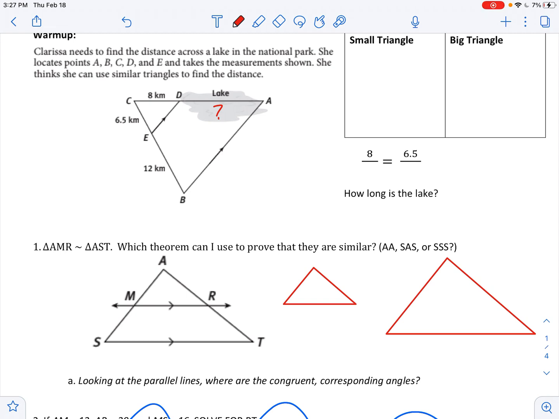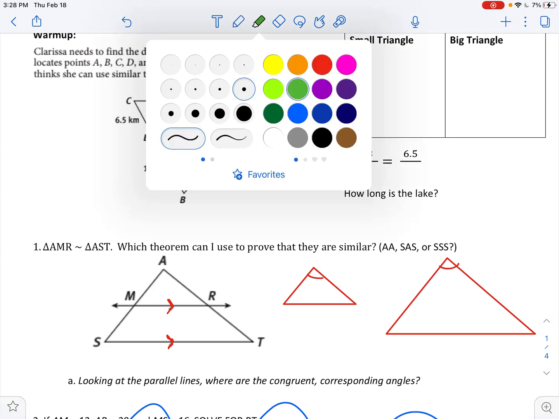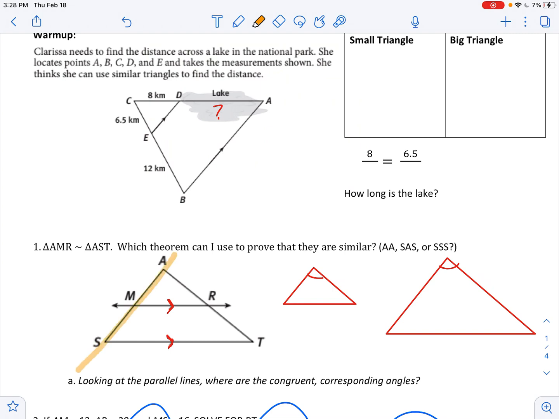Okay, what do I know about these triangles? Well, not a whole lot. I know that this angle is shared. Okay, so maybe there's a potential for side-angle-side or for angle-angle. I don't know. But what else do I know? Well, I know that this line is parallel to that line. So now what am I working with if I have those parallel lines? I can look at these parallel lines, and it looks like they're being cut by a transversal.